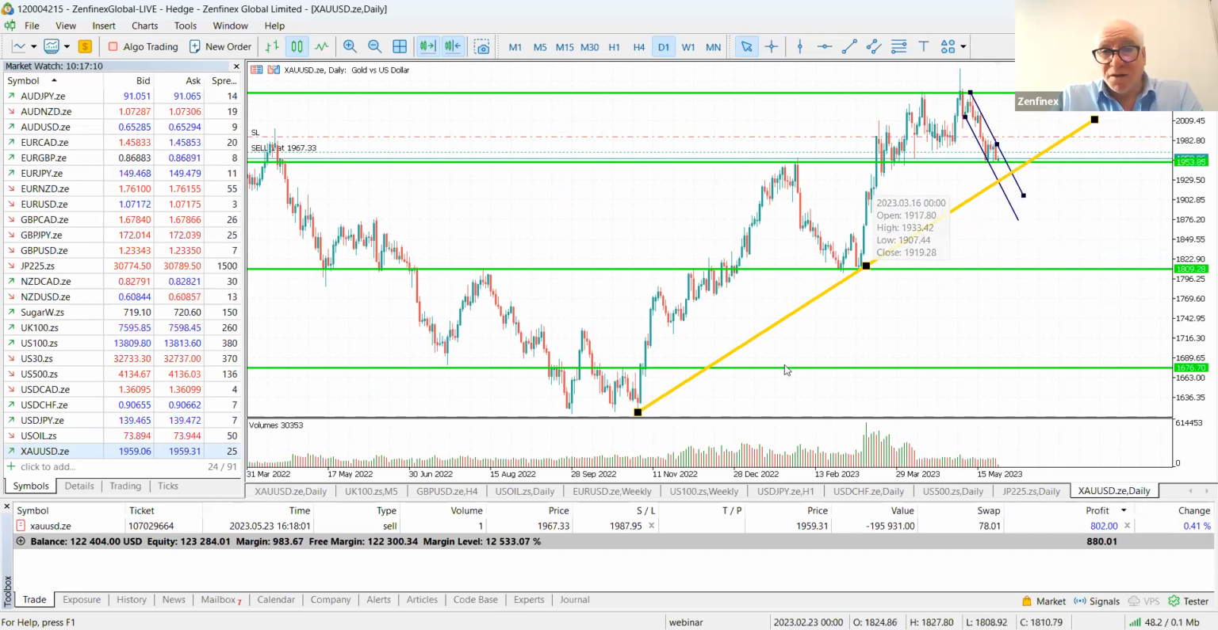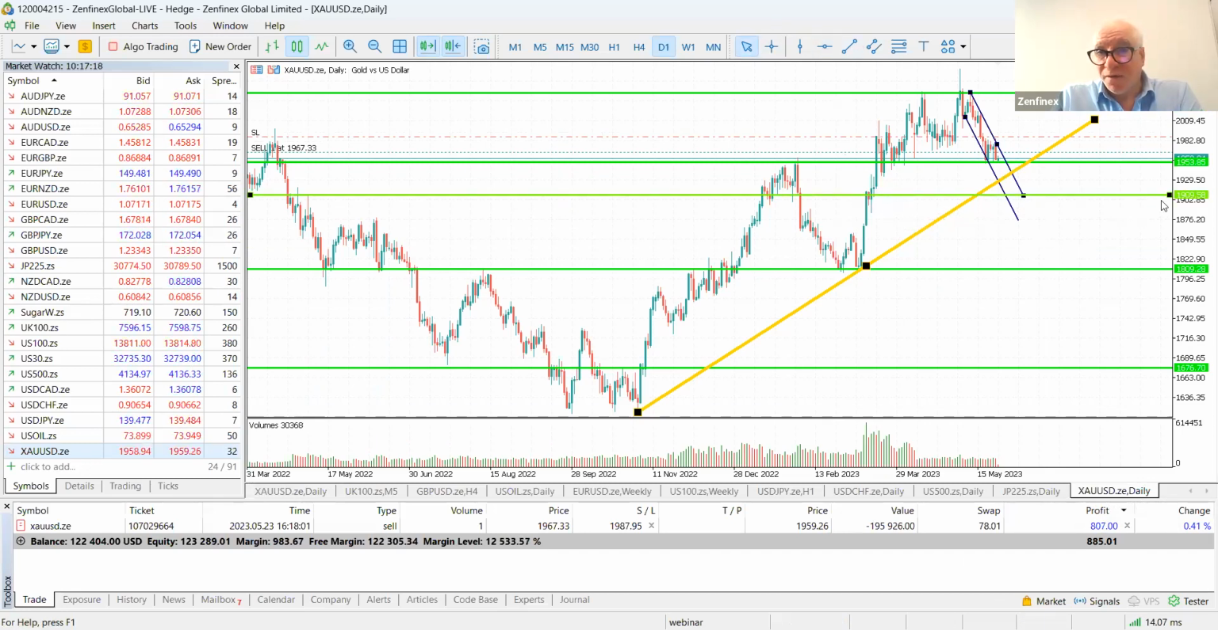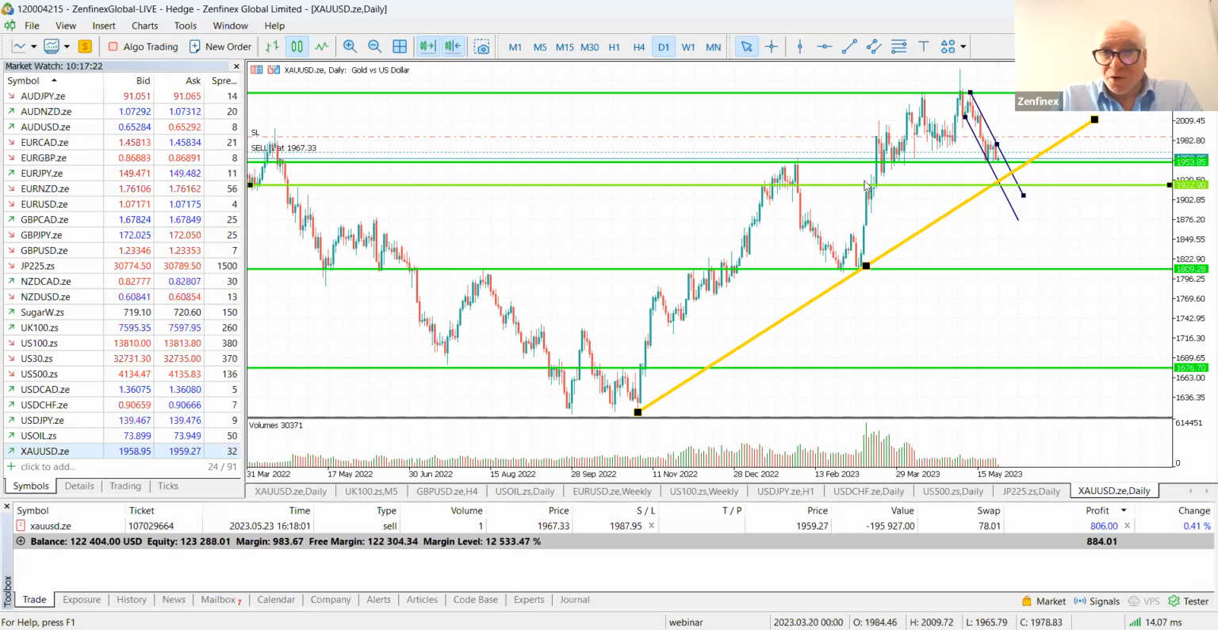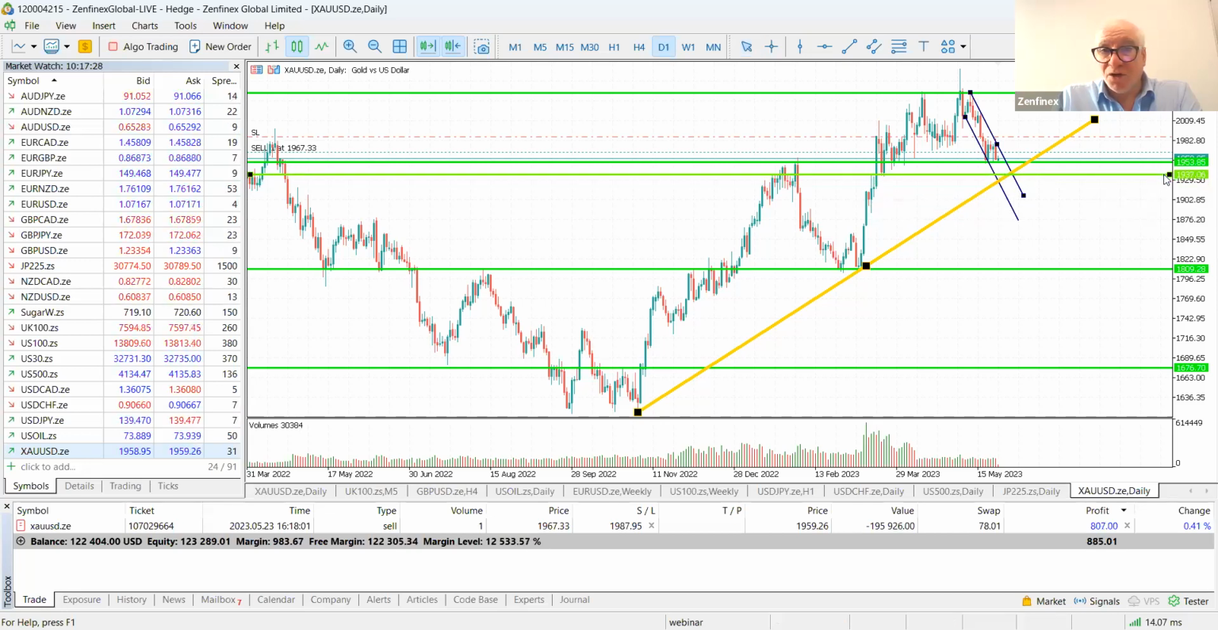So as I said here, I'm expecting it to come down to around this level here, the bottom of the channel, and some price action which will indicate to me that it could come and retest this. So I'm going to watch how this goes.